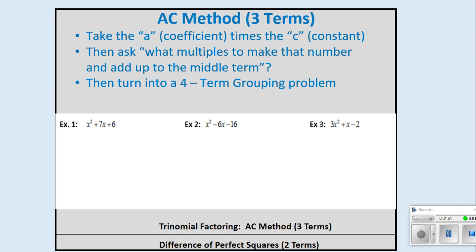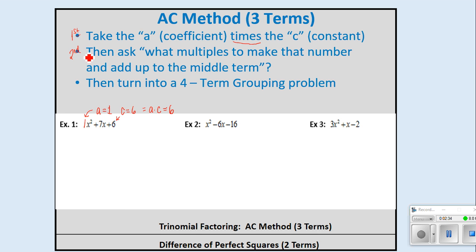All right, so these are the 3 examples I'm going to do with you. And I'm going to do each one of these steps. So first I'm going to take the A, the leading coefficient. That is the number in front of the x squared. There wasn't a number there, so that A is 1. And then C is the constant. Constant doesn't have a variable, so the C is 6. Take 1 times 6 because it says multiply them together. So A times C is 6. All right, so we did the first step.